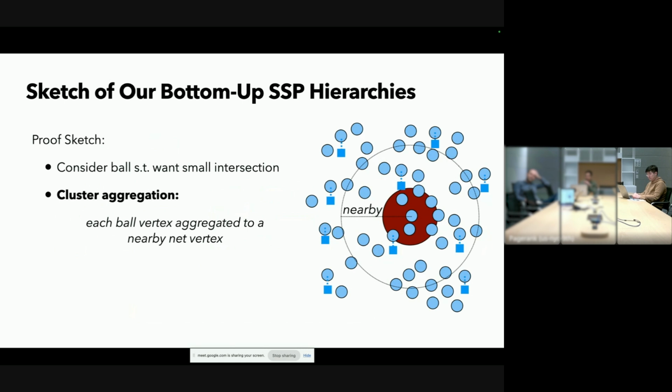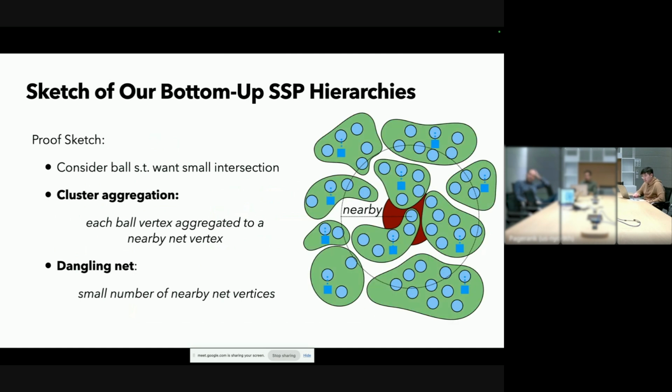So if you look at any vertex in this ball, it'll end up in the cluster of one of these 3 net vertices inside this radius of nearbyness. And then the dangling net guarantees that there are not that many nearby net vertices. In this case, there are only 3 quote unquote nearby net vertices. What this means is that after you coarsen your clustering, the only coarsened clusters that can eat into this ball are those that have a corresponding net vertex that lies in this nearby ball, but there aren't that many of them. In this case, there are at most 3, and so at most 3 clusters eat into this ball and therefore intersect it.